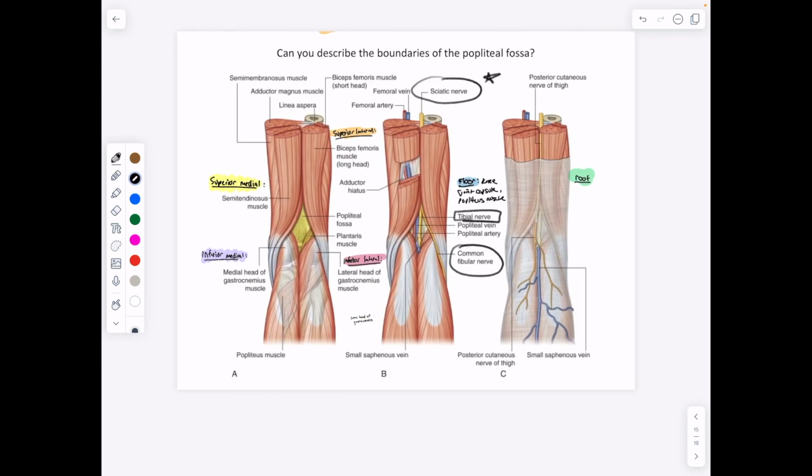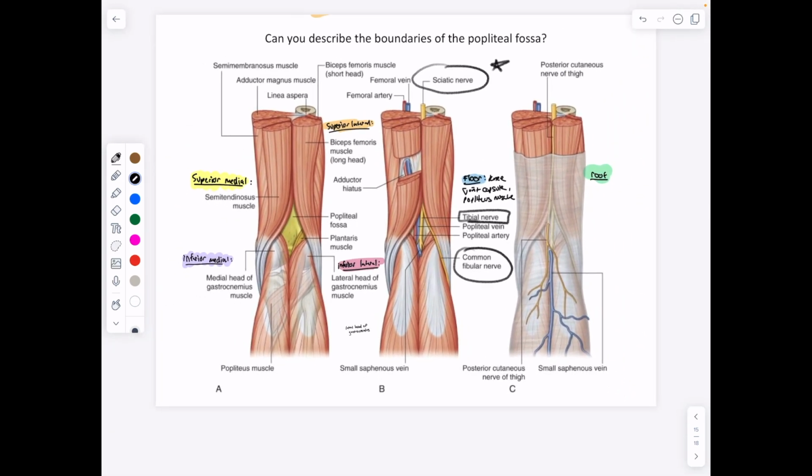Boundaries of the popliteal fossa, really just memorizing it, but it's good to know we have the semitendinosus muscle is superior medial, then we have inferior medial, this is next lab stuff, but the gastrocnemius muscle. Inferior lateral is the lateral head of the gastrocnemius, then superior lateral is the biceps femoris, long head, and then the roof, we have the fascia, the popliteal fascia, which is a continuation of the fascia lata that covers the thigh region.